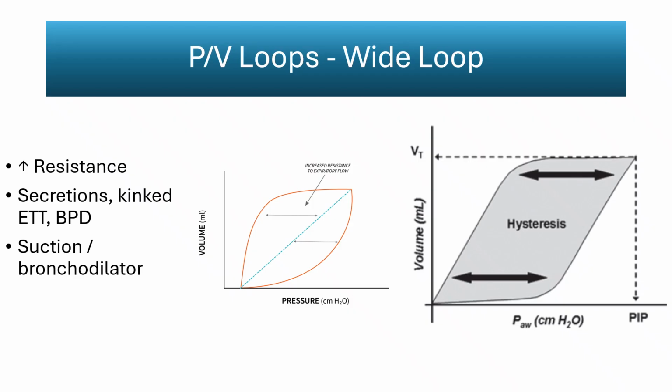This widened loop represents the additional work required to move gas in and out of a resistive system. The inspiratory limb shifts rightward at lower volumes because pressure is being spent overcoming resistance rather than expanding the lung. The expiratory limb becomes displaced because the narrowed airways prolong emptying and change the pattern of recoil. The slide notes appropriate corrective actions: removing secretions, straightening a kinked tube, or providing bronchodilator therapy in infants with reactive airways reduces resistance and narrows the loop. When resistance falls, the inspiratory and expiratory limbs move closer together, and the hysteresis pattern returns toward normal.